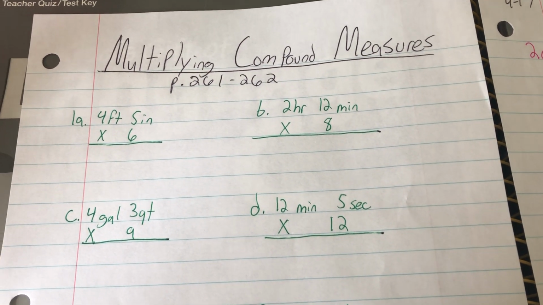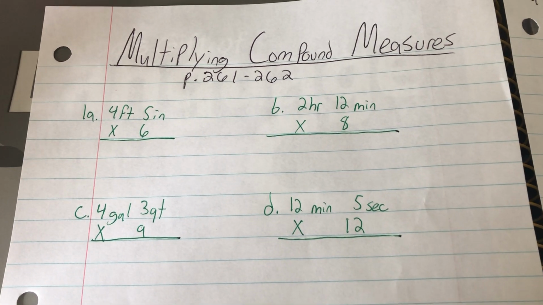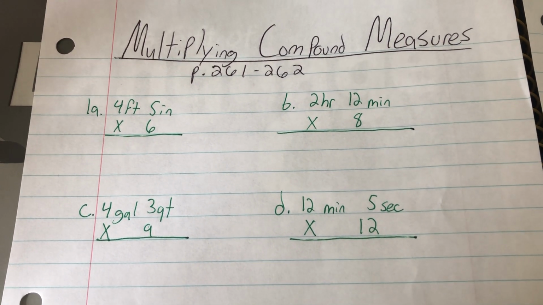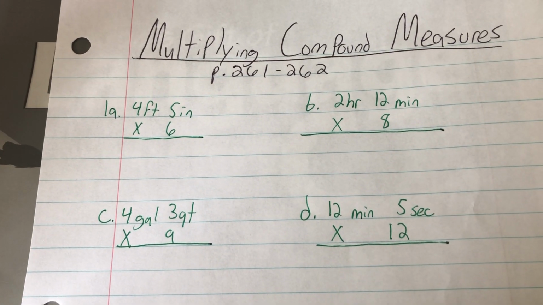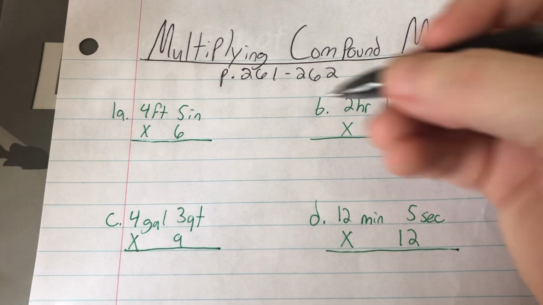Today in math we're going to be talking about multiplying compound measures. This is going to be on page 261 and 262 of your book. So when we multiply compound measures, the first thing we do is multiply each unit individually and then we simplify.